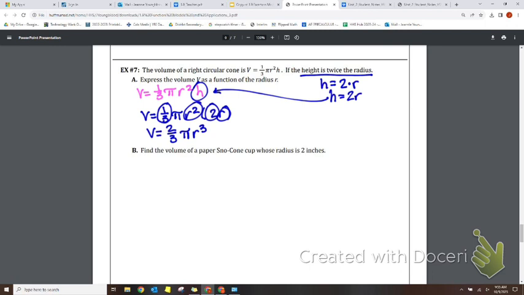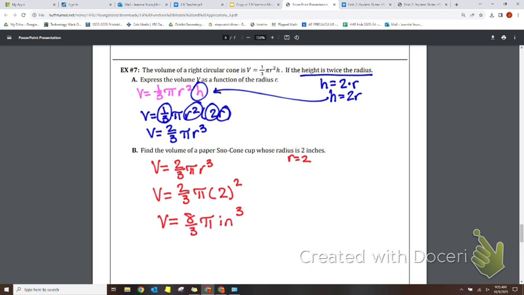And then B says find the volume of the paper snow cone cup whose radius is 2 inches. So now I'm looking for the volume, and it told me that radius is 2. So we're going to take the equation we just found. We know our radius is 2, so plug it in and solve. If it wanted exact, we know that 2 squared is 4 times 2/3 would be 8/3 pi, and it would be inches cubed because it's volume.